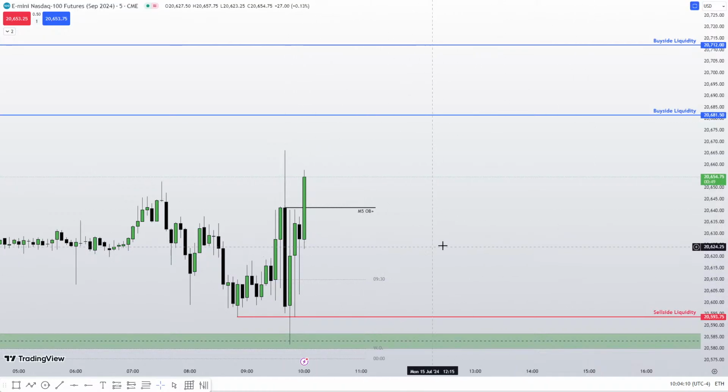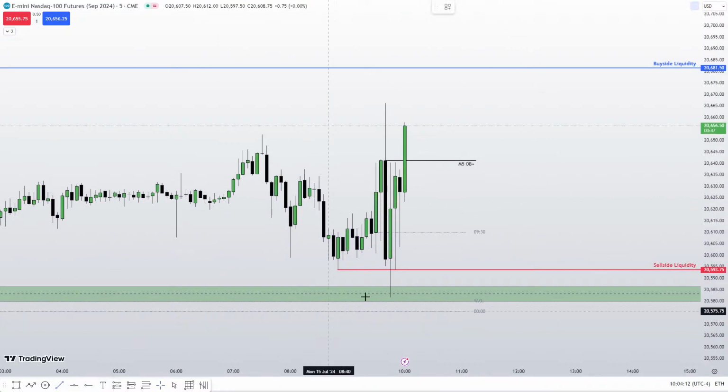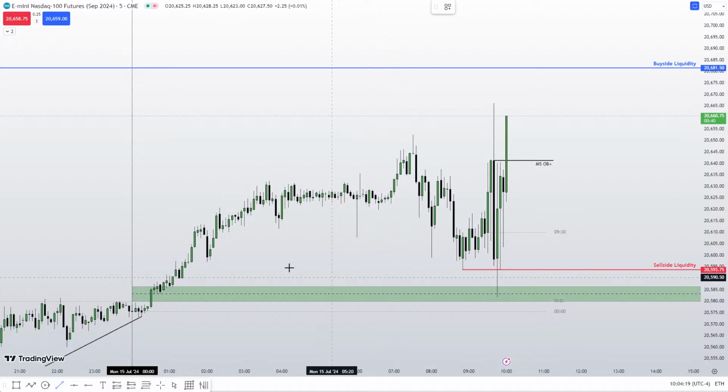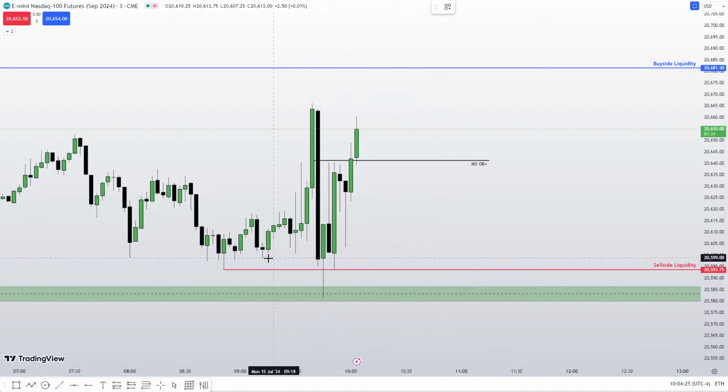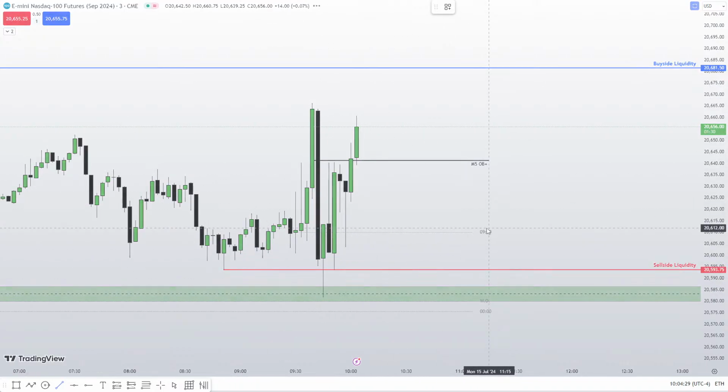Why is this an order block? Because this is the last down close candle and last swing low, which has taken the sell side liquidity. That is enough for me to call it an order block, because even if you go to the 3-minute chart, this is the last down close candle. So I can take it as an order block.